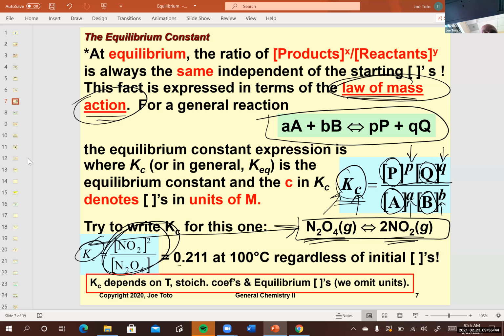And this one was given because someone went to the lab. They allowed this reaction to take place. After some time, they noticed the concentrations didn't change. They calculated the concentrations experimentally, plugged in the numbers, and found that at this temperature, that's what the ratio equals. So now anybody all over the world can do the same reaction at the same temperature and get the same answer. Okay, so that's our introduction to equilibrium constants.